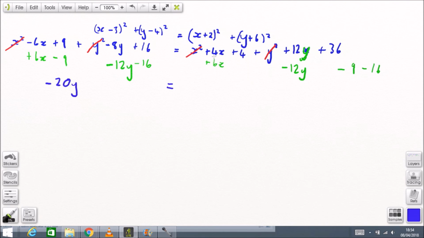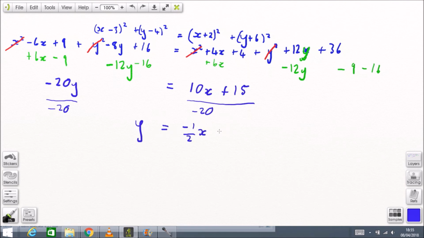Now, gathering together all the like terms, this will be simplified to negative 20y equals 10x plus 15. And I'll divide both sides by negative 20 to get the equation y equals negative a half x minus 0.75, the equation of a straight line. Just to plot this again as I did earlier, and here's the line as it should look roughly in a sketch.